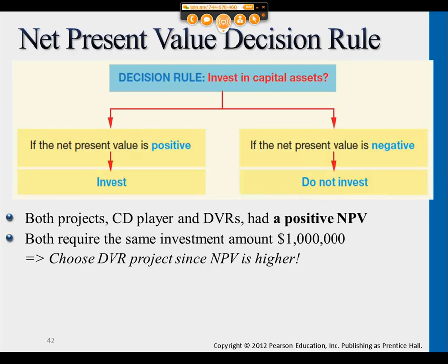So what do I do? Both are positive, right? Both net present values are positive for two projects. So what I'm going to do, I'll choose the one that's greater. So I'll compare two numbers and I'll see which one is greater.